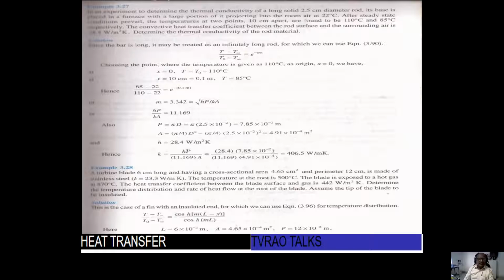So like this you can find out the thermal conductivity of the particular fin material. So there is another problem.